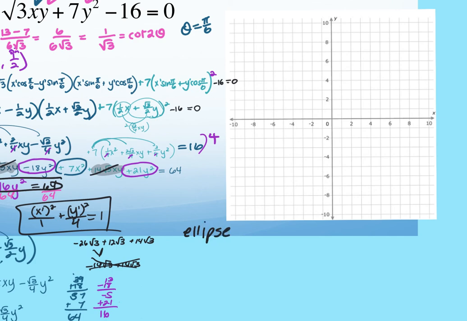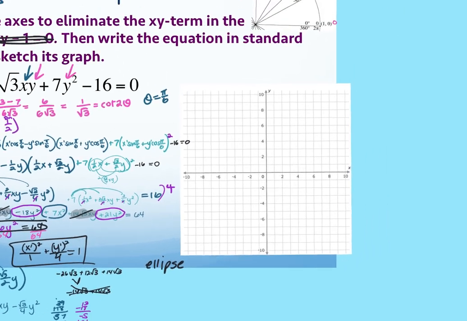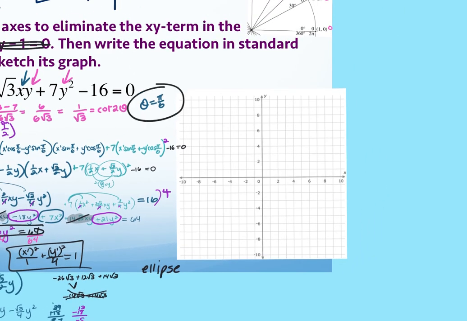What are we rotating the axis to? What angle? Pi over 3. Pi over 6. Because it's a plus in between here. If it was a minus, it's a hyperbola. If it's a plus, it's an ellipse.